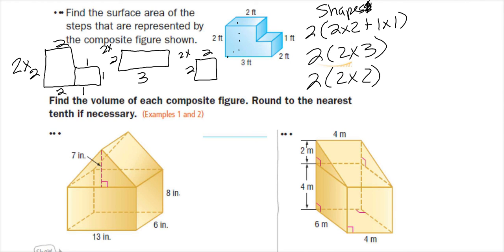Okay, let's calculate this. So 2 times 2 would be 4. 1 times 1 is 1. So 4 plus 1 would be 5. 5 times 2 would be 10. 2 times 3 is 6. 6 times 2 would be 12. 2 by 2 would be 4. 4 times 2 would be 8. So what do we got? 30 square feet? Something like that? Yep.